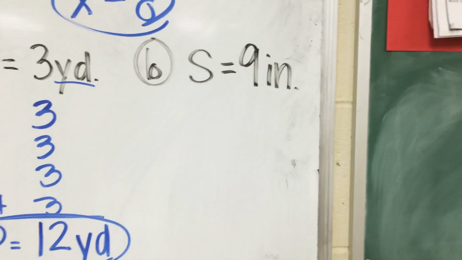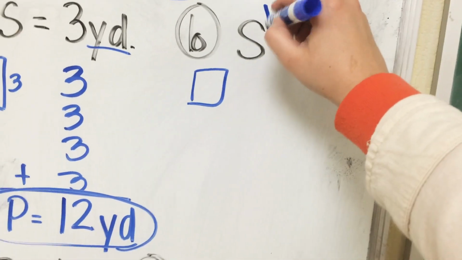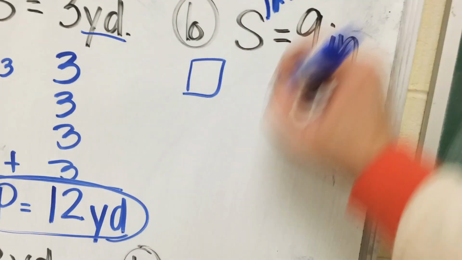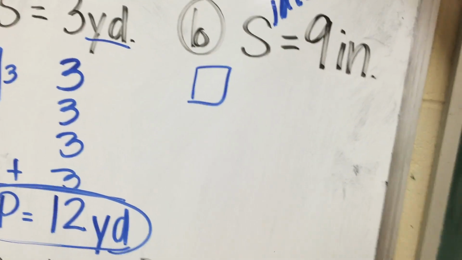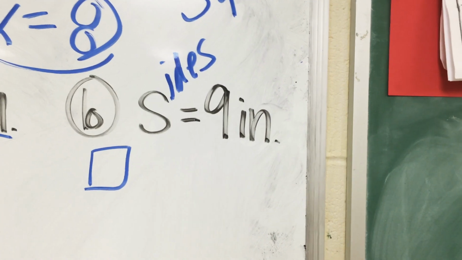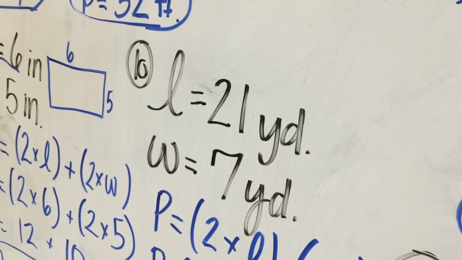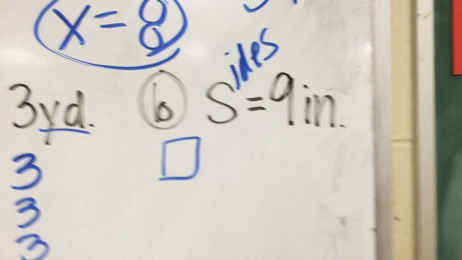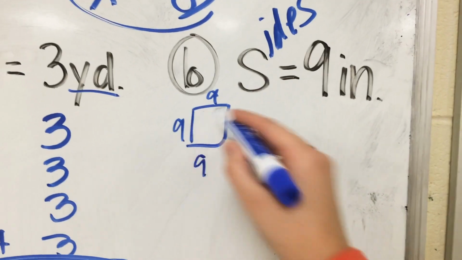Okay, moving over to letter B. Again, I have a square. You can always tell it's a square because this means sides, but I also remember the S is what begins the word square, okay? So if you're ever not sure why it just says side, you can tell it's a square, whereas if you have length and width, you're going to know it's a rectangle. All right, so our sides are 9 inches each.